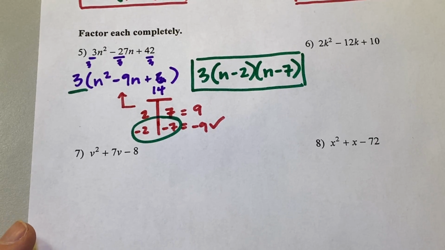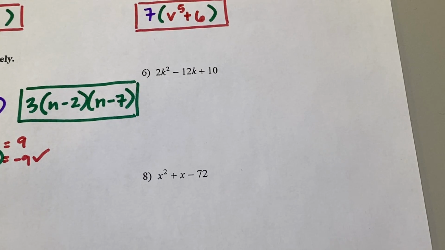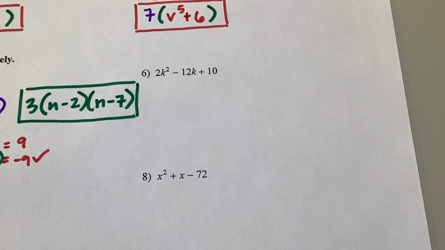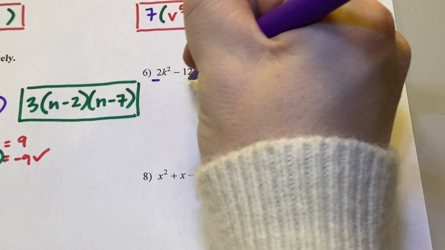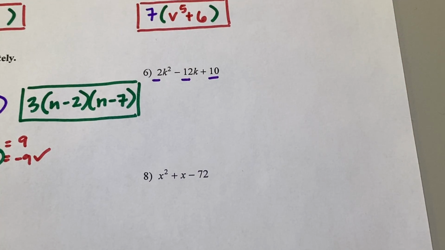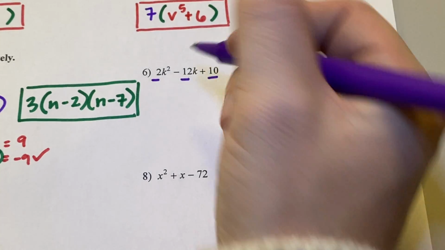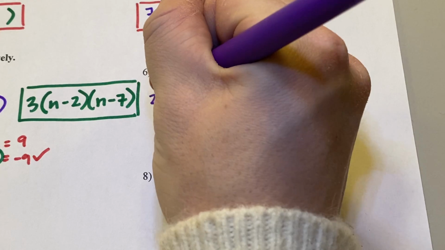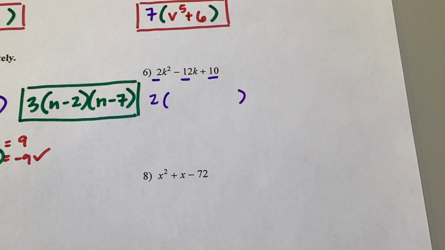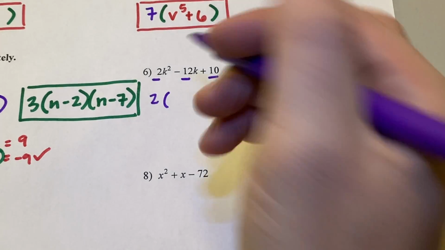Okay, let's look at number 6. First thing we gotta check, do they have something in common? Look at your coefficients. 2, 12, and 10. Is there something I could divide all of those guys by? Something they have in common? 2, 12, and 10, Ricky? What was that? 2. 2, beautiful. Yep, I can divide 2 by all those guys. So let's take out our 2.